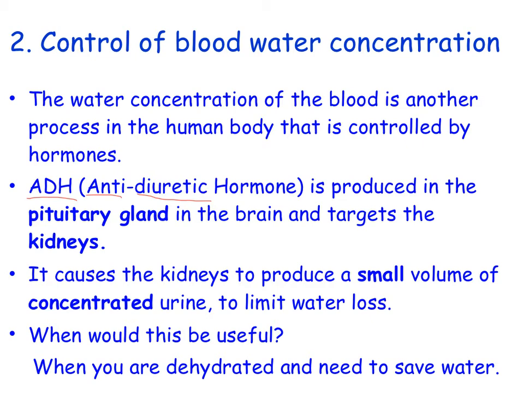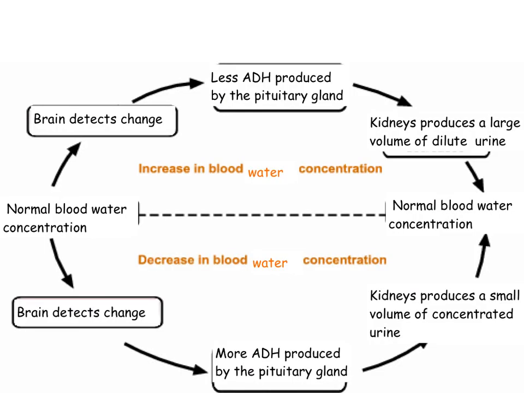When would that be useful? Well, obviously in times when you're dehydrated and you want to save water in your body. So let's have a look there. It's a very similar diagram to the one that we had when we were looking at the blood glucose. But here, we've got a normal blood water concentration. And if we increase that blood water concentration, then the brain detects that change. Now, in actual fact, it's the hypothalamus.